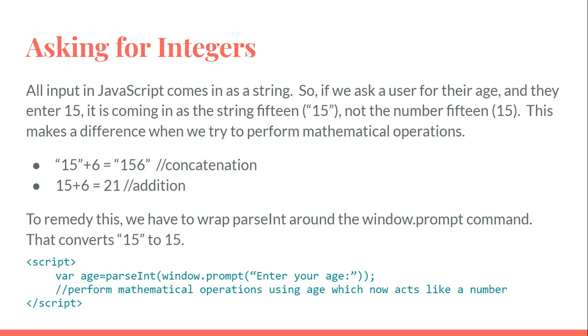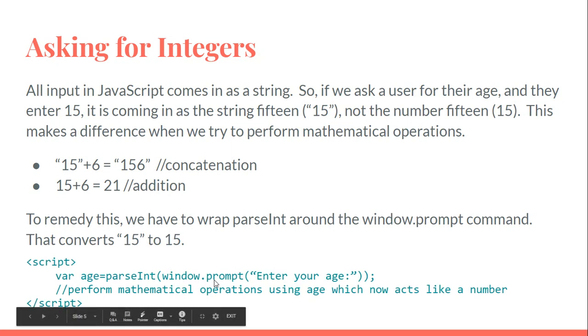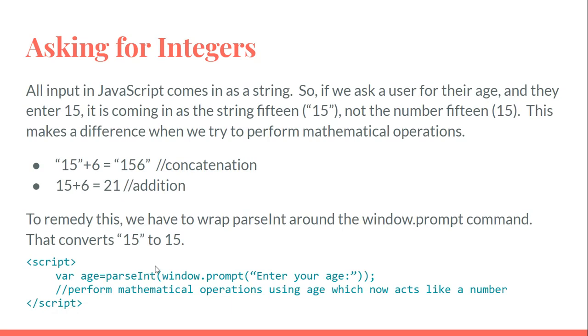To fix this, when I'm asking the user for a number that I'm going to utilize in mathematical operations, we have to parseInt. All parseInt really does is remove those quotes from around it so that it doesn't act like a string and it acts like an integer. So it's converting the quote 15 to just 15. So here's my normal window.prompt, enter your age, and you'll see that it's inside the parentheses of a parseInt function.